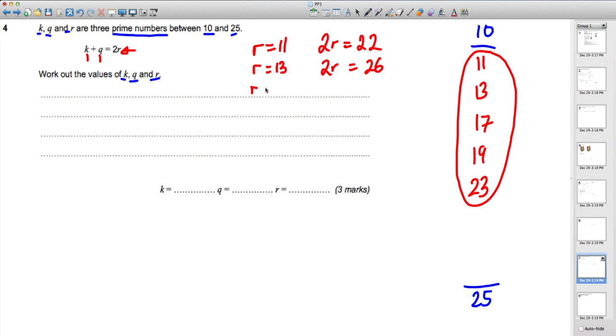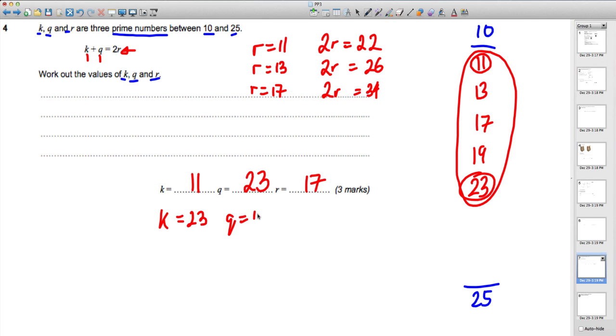I can't. So let's try R is 17. 2R would then be 34. Can I find 2 primes that add up to 34? Well, yes, 11 and 23 do. So therefore, I could have R being 17 and I could have K being 11 and Q being 23. And that would certainly get me my answer. Do note that K could be 23 and Q could be 11. They could be swapped, but R would need to be 17. So you get this by trial and error. 3 marks there, just by a bit of thinking. Very, very easy.